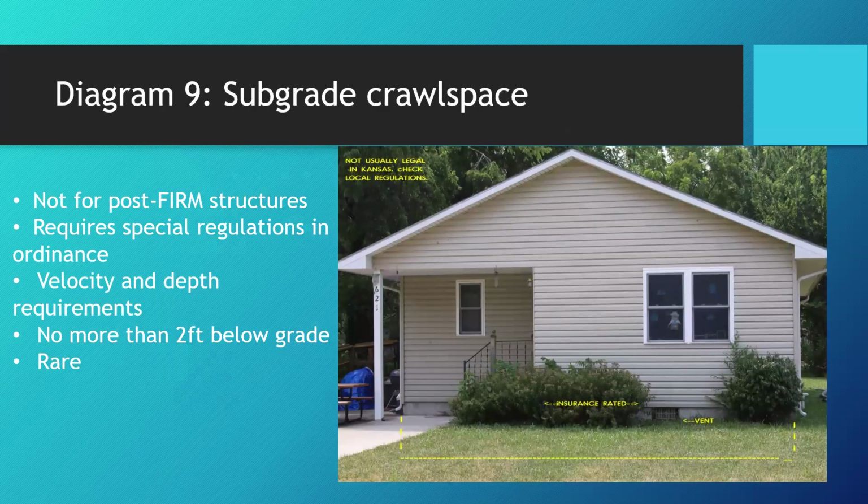And then the last diagram here is the subgrade crawl space. So this is very uncommon. It's not for post-FIRM structures, and you have to have special regulations in the ordinance to be able to do this, and it's only allowed in certain situations, but there are velocity and depth requirements, so you can only build them in certain areas of the special flood hazard area. The crawl space can be no more than 2 feet below grade. And again, this is very rare, and it's usually not a compliant type of foundation, but there are special circumstances where a community has adopted this.